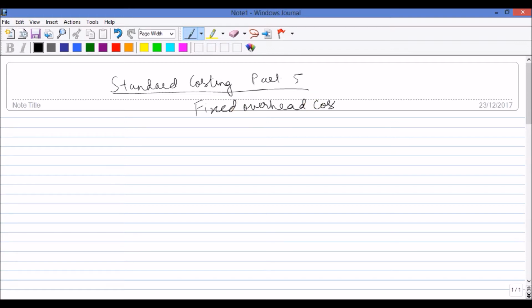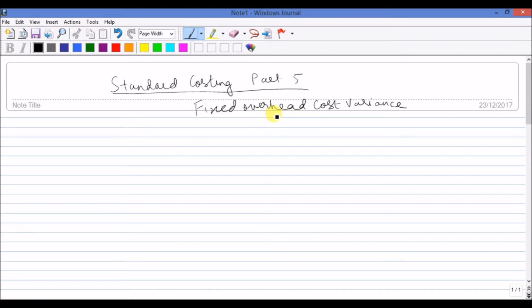Hello friends, so now we are to our next lecture, which is called the Standard Costing Part 5. In this lecture we are going to continue with the fixed overhead cost variance, and we are going further deeper into the variance, since one part of the variance was left, which I want to cover in this lecture.